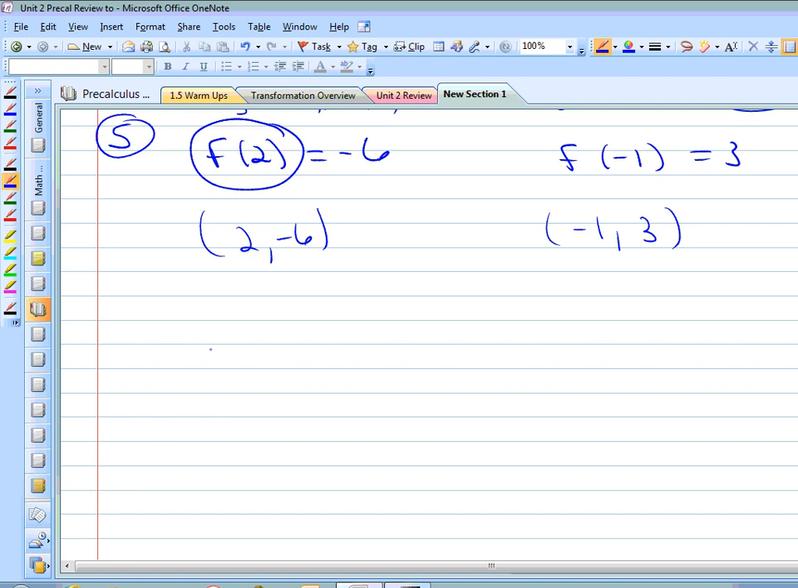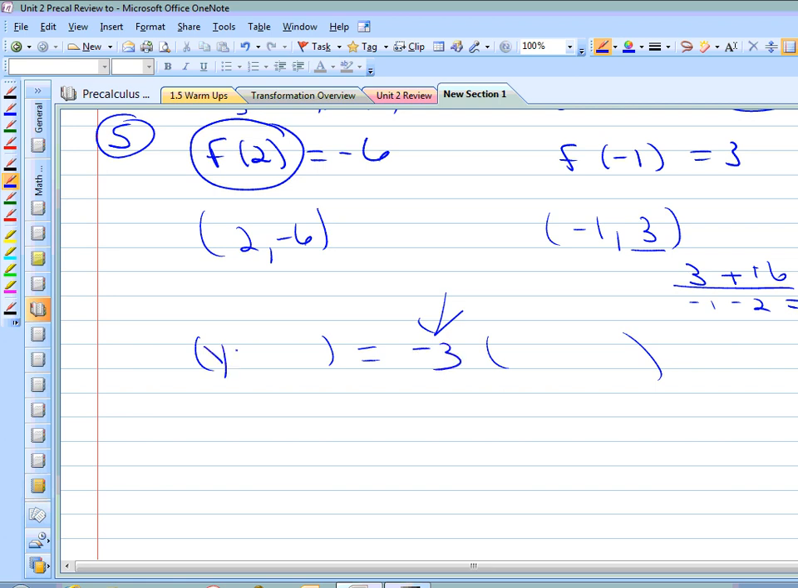I'm going to write it in point-slope form and graph it in a minute. But right now I'm going to find the slope because I need to find the slope. My slope needs to go right there. So my slope would be y minus y, so I'm going to say 3 minus a negative 6, which is plus a positive, over negative 1 minus 2. So that would be 9 over negative 3, which makes me have a negative 3 slope. So negative 3 is my slope.